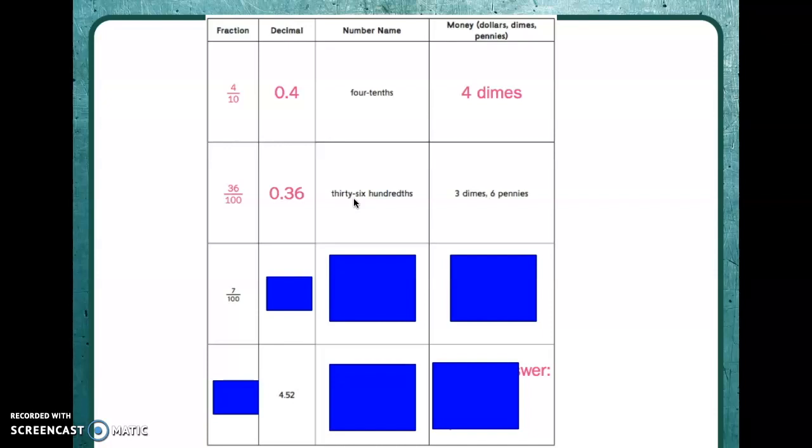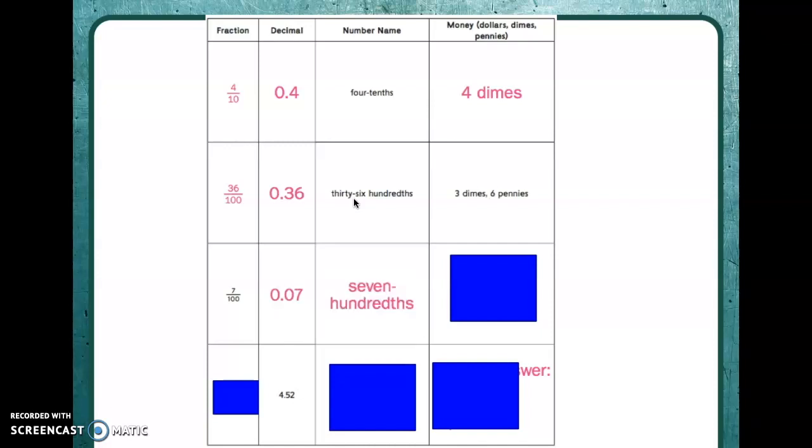Okay, hopefully you wrote for the decimal of 7/100, 0.07. Very important that that extra 0 is there. The number name would be 7 hundredths, and this would be not 7 dimes, it would be 7 pennies, because it's 7 out of 100.